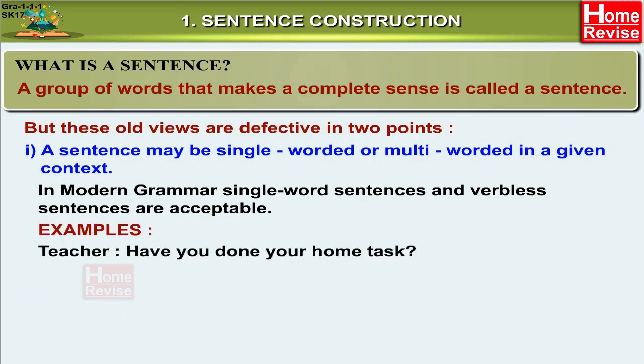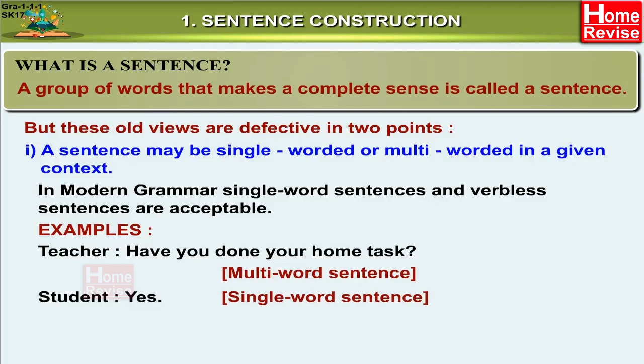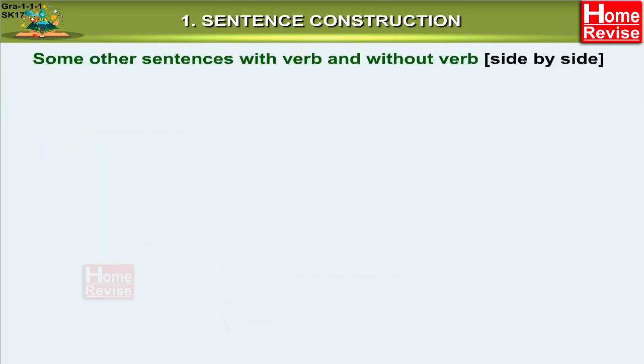Examples: Teacher: Have you done your home task? is a multi-word sentence. Student: Yes, is a single-word sentence. Teacher: All right, is a verbless sentence. Some other sentences with verb and without verb side by side.